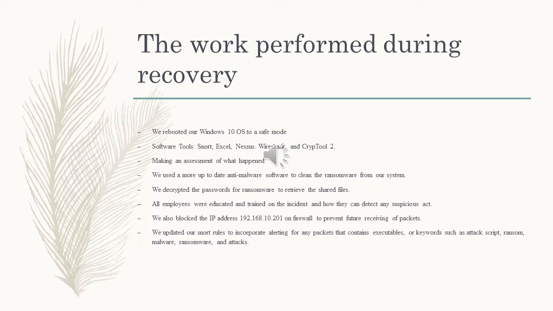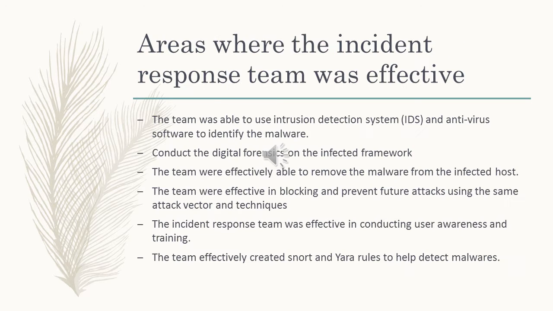And also, we tried to educate and train all the employees on the incident and how they can detect any suspicious act. We also blocked the IP address, since it was already known, on the firewall to prevent our system from receiving packets from that IP address. Also, we updated our Snort rules to alert on any packet that contains executables or keywords such as attack script, ransom, malware, ransomware, and attacks.